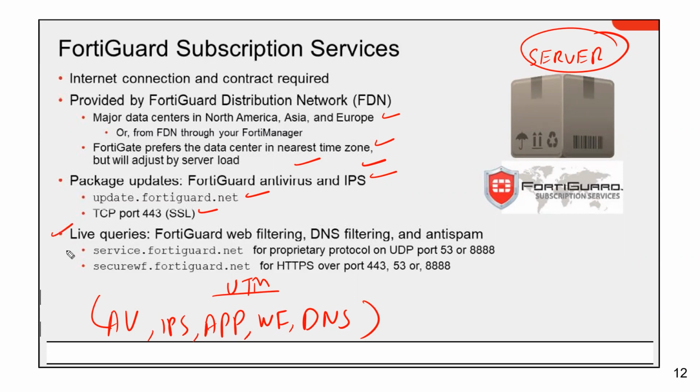Now, live queries. What are live queries? Live queries are part of your web filter and DNS filter. Whenever traffic comes to your FortiGate firewall, I'll just give you a one-liner; we'll discuss this in great detail in web filtering. Let's say, for example, I am a user and I want to access facebook.com. I have a web filter category of social media, and inside that I have said that all the social media categories will be blocked.